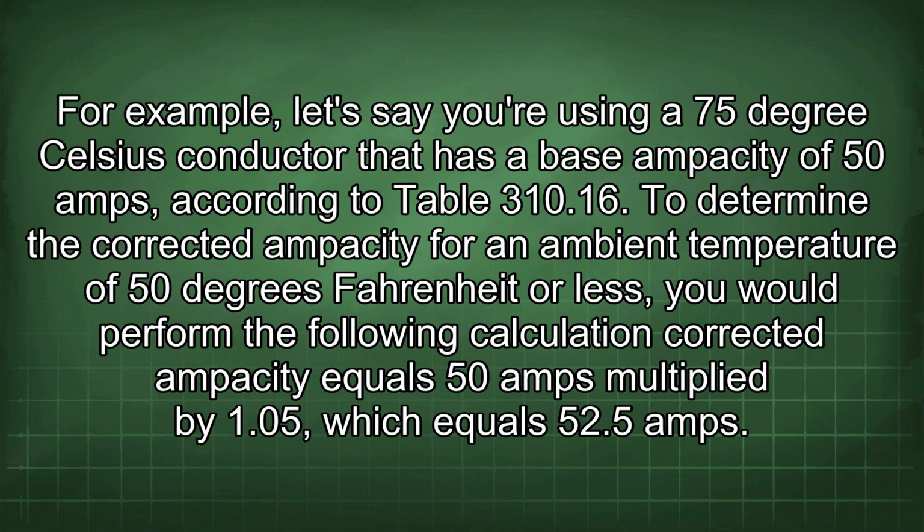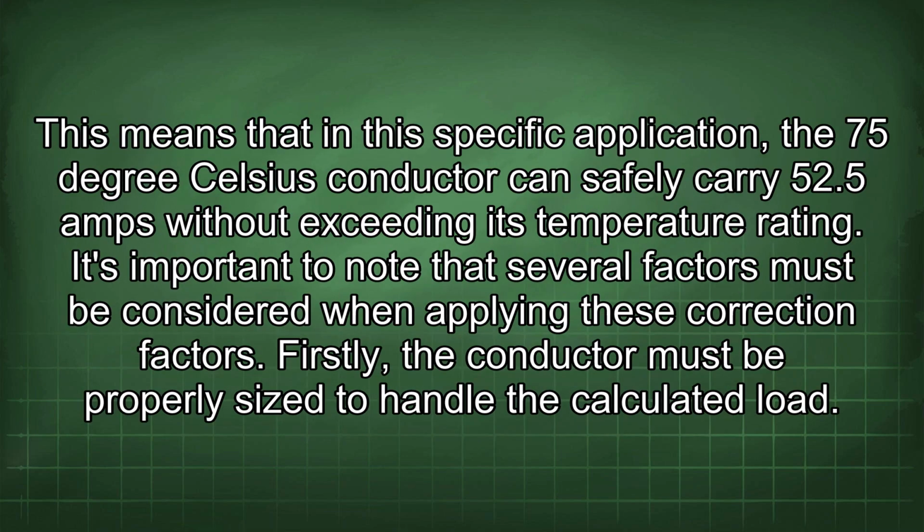For example, let's say you're using a 75 degrees Celsius conductor that has a base ampacity of 50 amps, according to Table 310.16. To determine the corrected ampacity for an ambient temperature of 50 degrees Fahrenheit or less, you would perform the following calculation. Corrected ampacity equals 50 amps multiplied by 1.5, which equals 52.5 amps. This means that in this specific application, the 75 degrees Celsius conductor can safely carry 52.5 amps without exceeding its temperature rating.